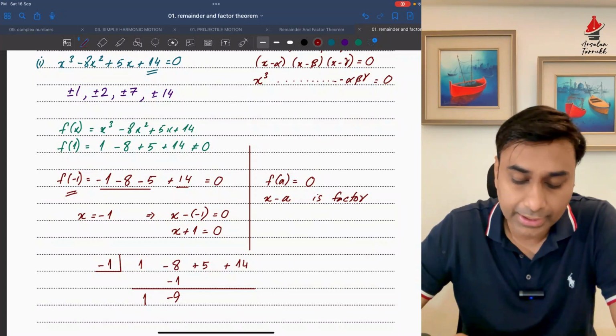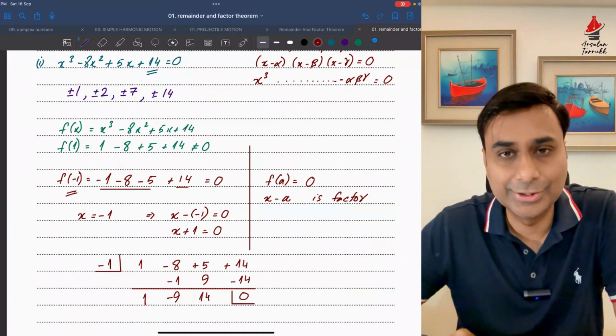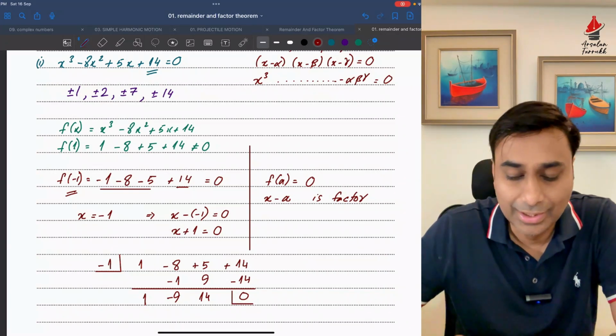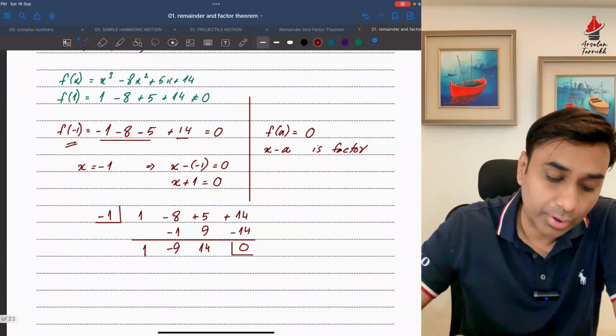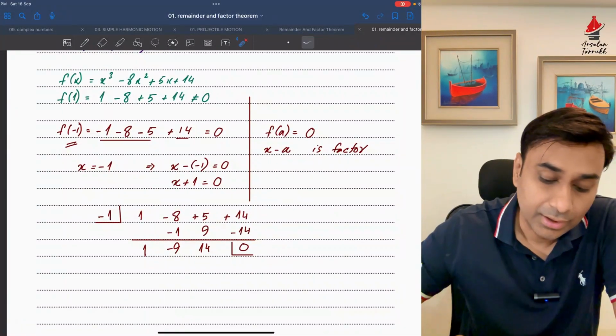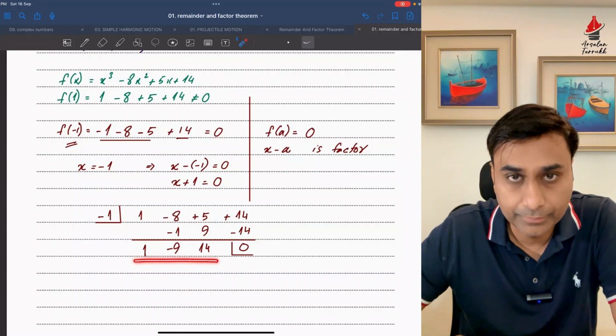-1 times -9 gives me 9. I add these up, I'm going to get 14. -1 times 14 gives me -14, and I add these up, I'm going to get 0. I should be getting a 0 because I have found a factor, and since I know it's a factor, the remainder must come out to be 0. More importantly, I have gotten myself the other factor. These are the coefficients of the quadratic factor.